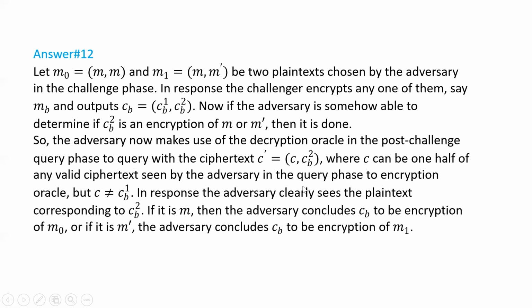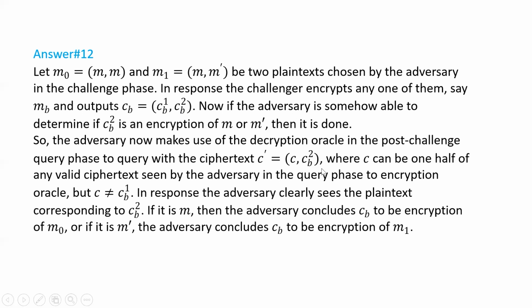So C can be any valid ciphertext. The adversary has access to the encryption oracle in the query phase, so it can see valid ciphertext corresponding to any plaintext. So the first half of any valid ciphertext can be used as C, but the second part needs to be the same as the second part of the challenge ciphertext, that is CB2.